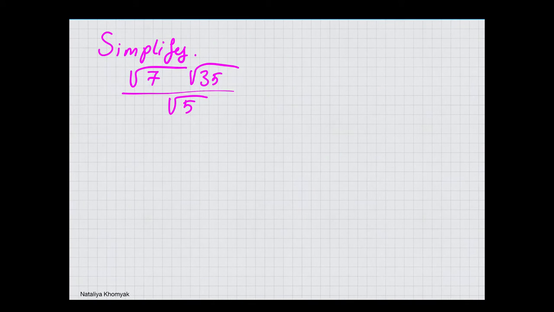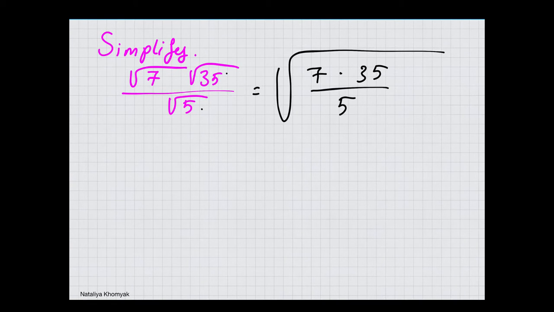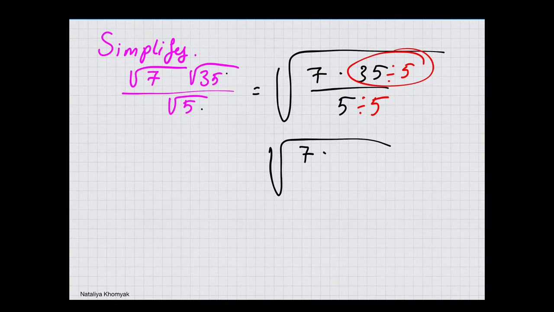Here we have square root of 7 times square root of 35 times radical 5, and I know 5 and 35 will reduce, so I'm going to combine everything under the same radical. So we have 7 times 35 over 5. 35 and 5 can both be divided by 5, so we get 7 times 35 divided by 5 is 7, over 5 divided by 5 is 1.